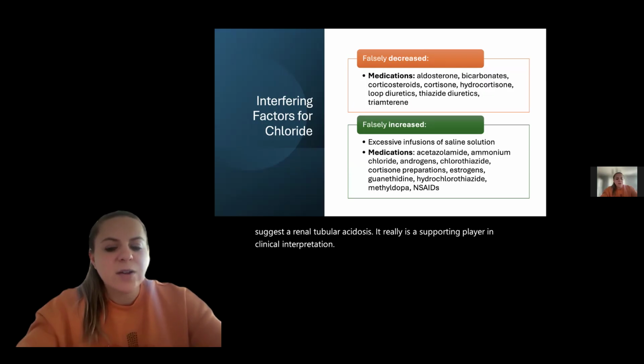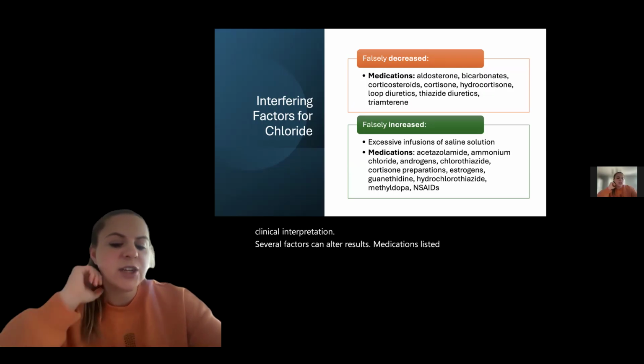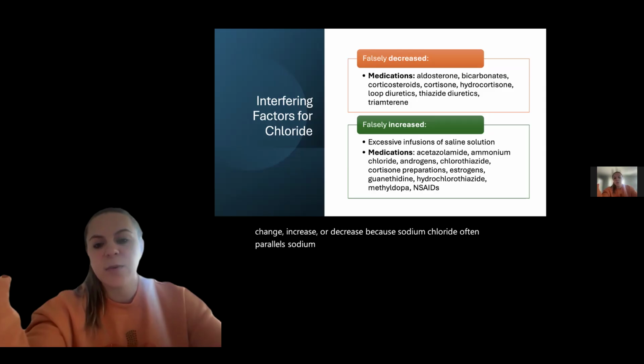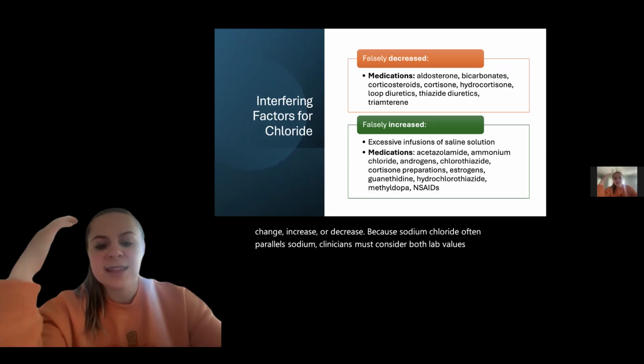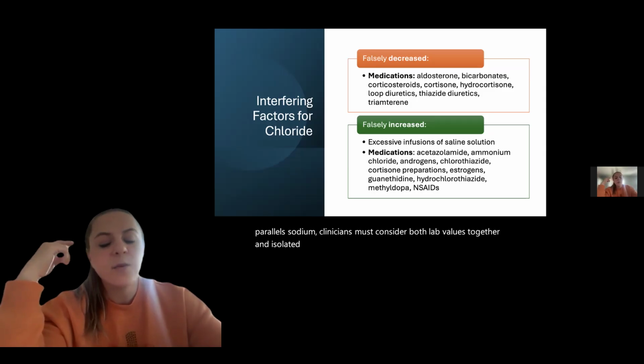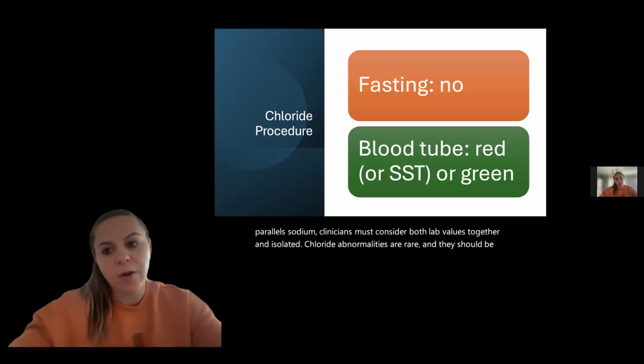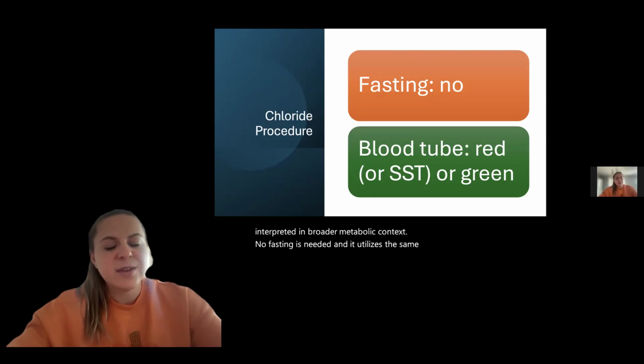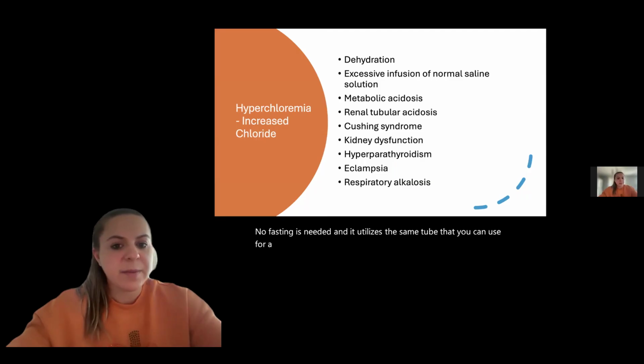Several factors can alter results. Medications listed here can change, increase, or decrease chloride. Because chloride often parallels sodium, clinicians must consider both lab values together. Isolated chloride abnormalities are rare and should be interpreted in the broader metabolic context. No fasting is needed, and it utilizes the same tube that you can use for a full comprehensive metabolic panel.